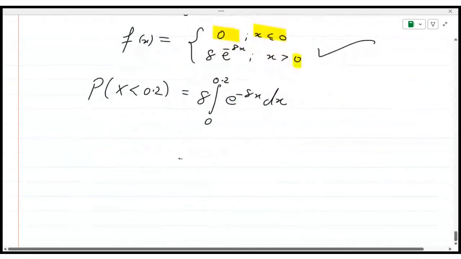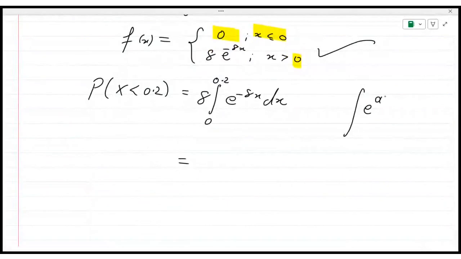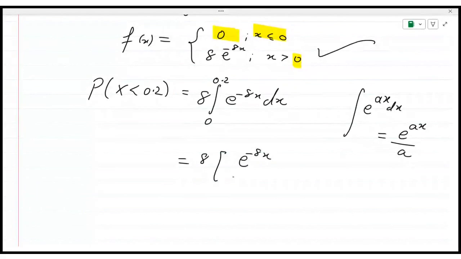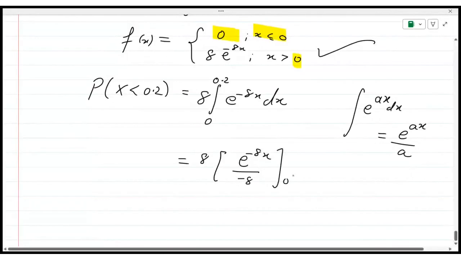Okay. Now I am going to tell you one more formula for integration. Integral of e power ax. Integral of exponential function is itself, e power ax, divided by the coefficient of x, which is a. Okay, so same here. Integral of e power minus 8x is e power minus 8x divided by the coefficient of x, which is minus 8, from 0 to 0.2. So 8 cancels out. Minus you can take outside.